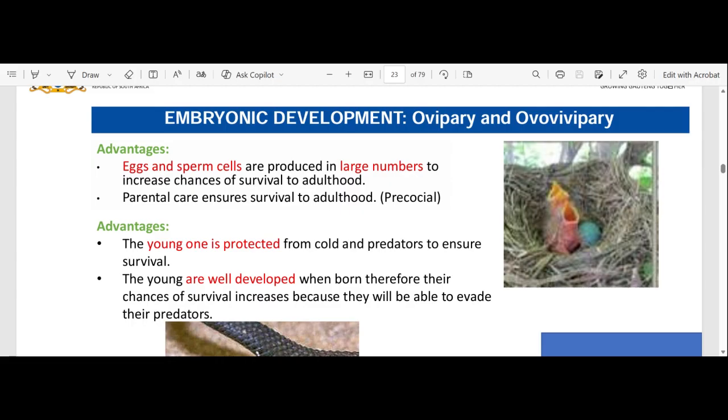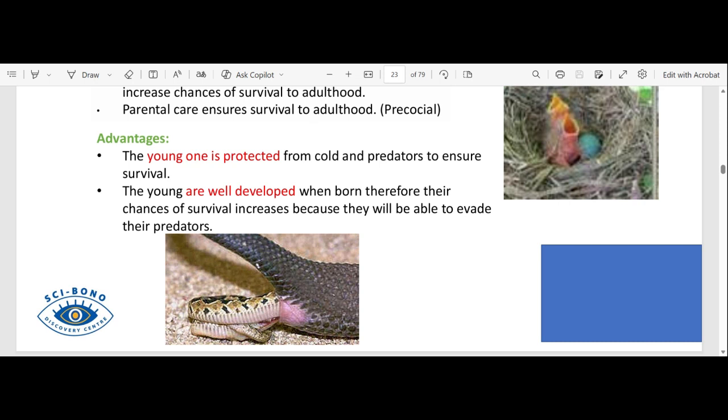Okay. So now let's go to the advantages. The advantage is that eggs and sperm cells are produced in large numbers to increase chances of survival to adulthood. So that's the first advantage. Parental care ensures survival to adulthood. Okay, let's go to disadvantages. The young one is protected from cold and predators to ensure survival. The young are well developed when born, therefore their chances of survival increase because they will be able to evade their predators. Okay.